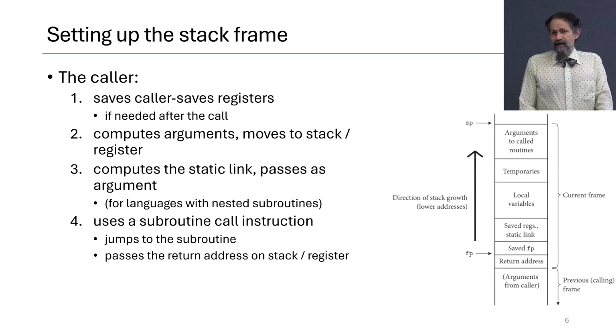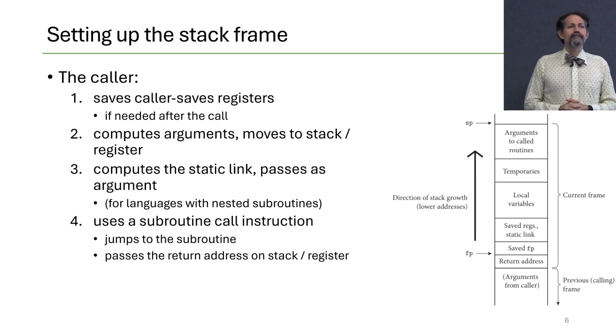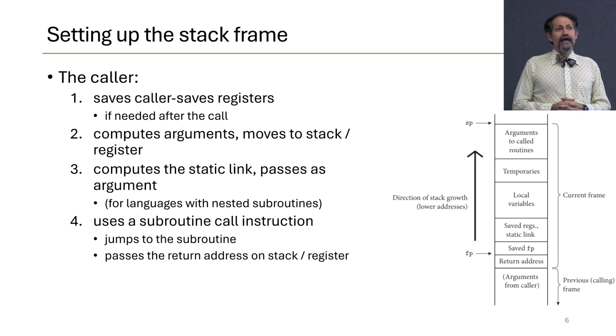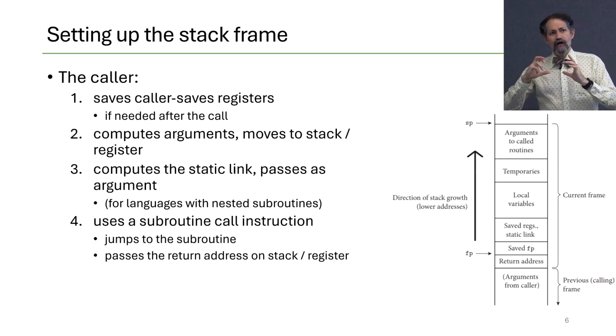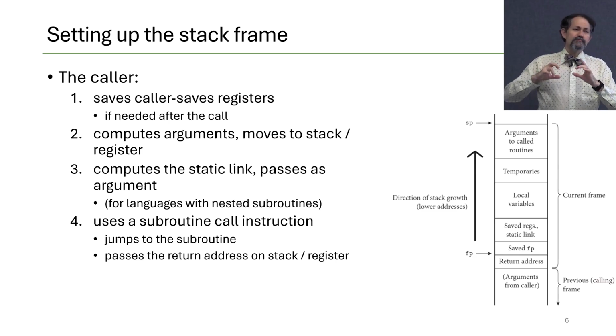Let's look at setting up the stack frame in more detail. We start with the calling function. The caller will, first of all, save the caller saves registers. But it only needs to save the ones, as I mentioned, that are needed after the call. Otherwise, we can save the work. It then computes the arguments and moves those arguments to the stack in the place that is reserved for them. Typically, at the top of the caller's stack frame, just before we get to the callee stack frame, that's where we'll put the arguments to the callee.